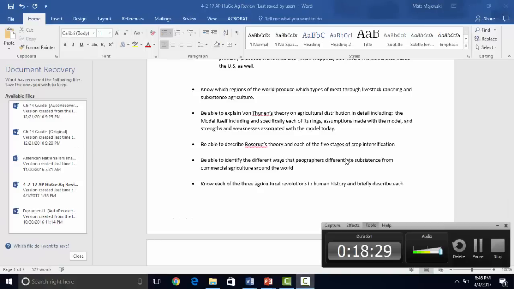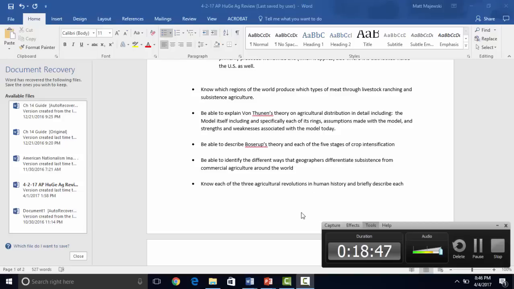Be able to describe Boserup's theory in each of its five stages of intensification. Folks, we're doing that in class on Wednesday. We're going to start class with that. So I don't really feel a need to go over it because I'm going to cover that in class tomorrow, the day before the exam. Be able to identify the different ways that geographers differentiate subsistence from commercial ag.